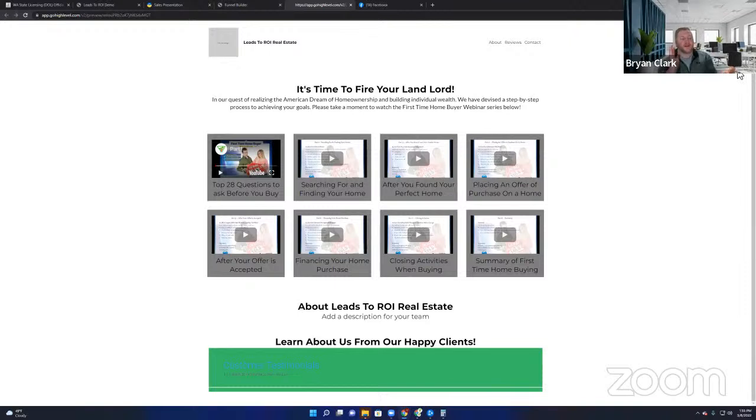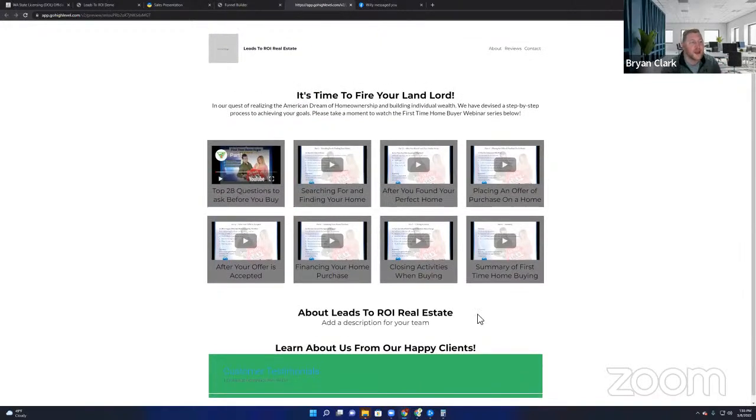So essentially from here, when somebody lands on this page, now that we have the pixel added to it, you're then going to be able to track them as they're going through your videos and looking at your page. And then you can run an ad to retarget them on Facebook.